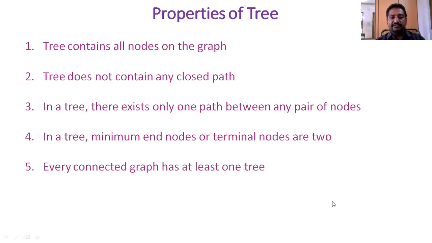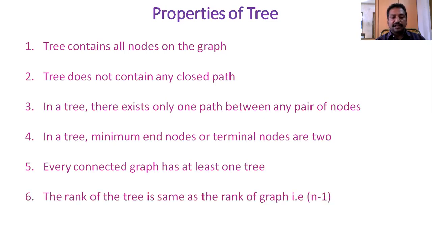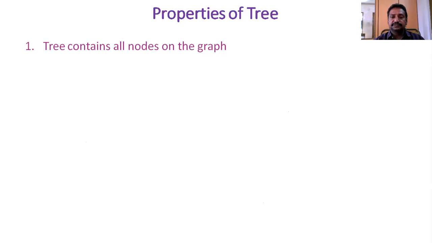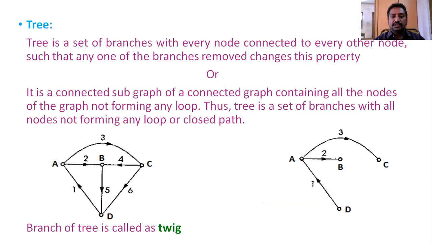Every connected graph has at least one tree. The rank of the tree is same as the rank of graph, that is n minus 1. N is number of nodes, so therefore n minus 1. Tree contains n minus 1 branches if n are the nodes of the tree. See here whether it follows or not.